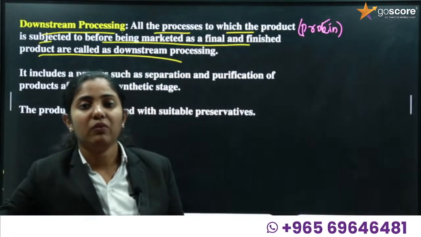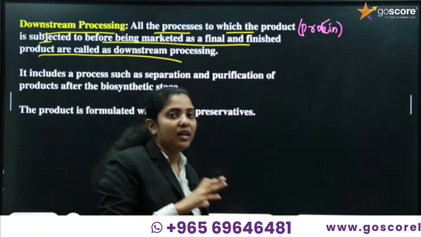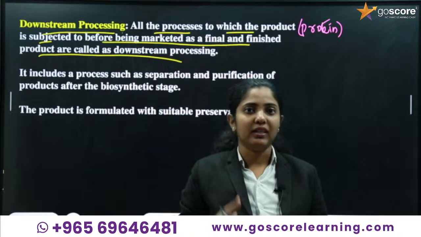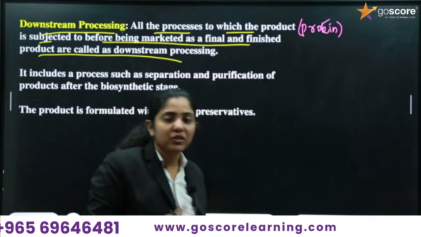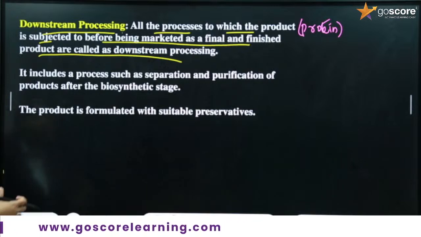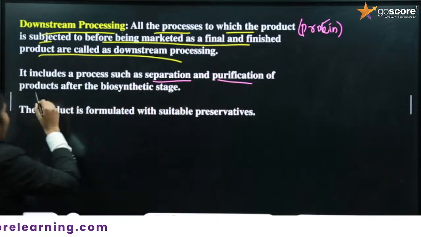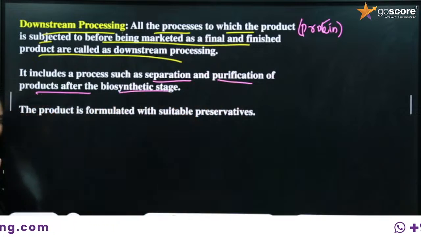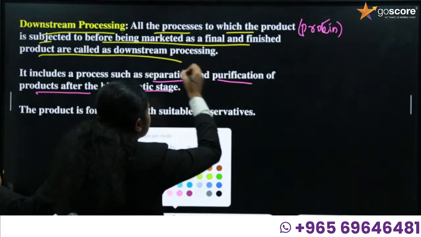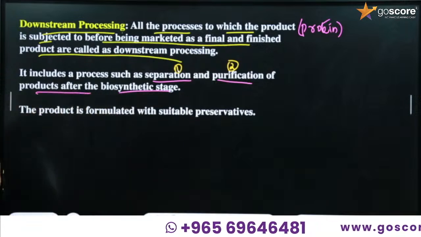Before marketing, as I told, the product has to get isolated. Then it has to get purified. That isolation and purification step is known as the downstreaming process. It includes processes such as separation and purification of products after the biosynthesis stage. So what are the two steps involved? Separation is the first step. The second step is the purification of products.